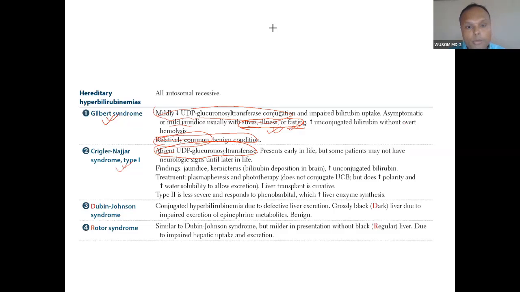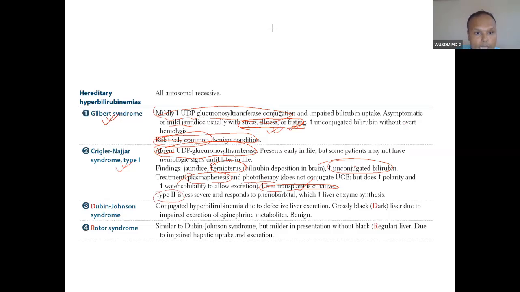And Crigler-Najjar syndrome is rare, and it is very devastating, because kernicterus is the very big problem of Crigler-Najjar syndrome type 1, and it will cause high bilirubin. What is the management? You do exchange plasmapheresis, you do phototherapy repeatedly in such patients, and a liver transplant has to be done. Liver transplant is the only cure in such patients.